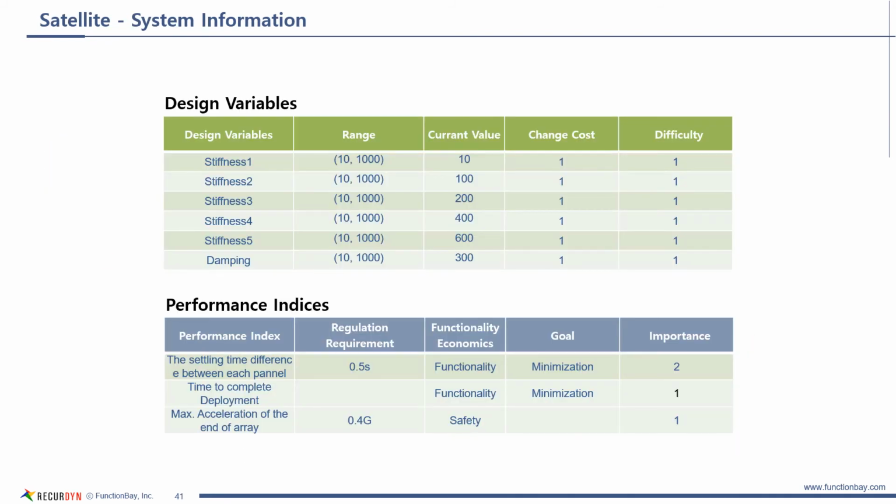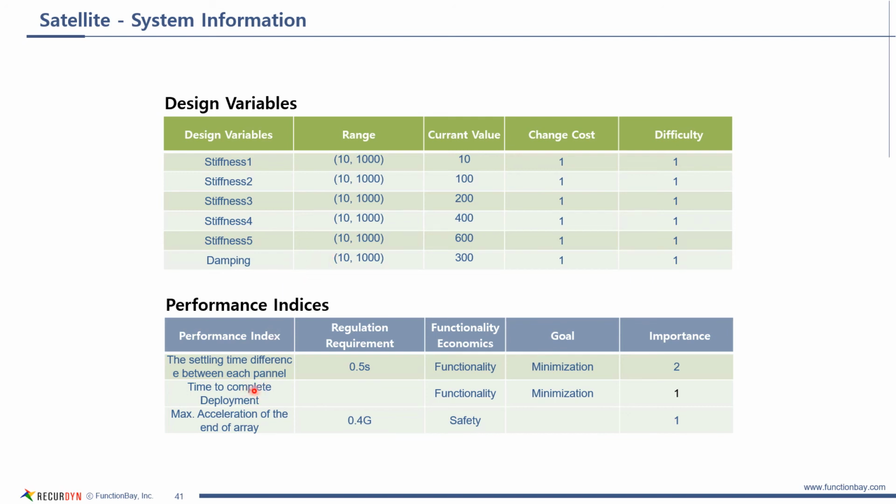This is the system information. You can see that the stiffnesses are used as design variables. The stiffness is gradually increased from the starting point to the end point based on engineering experience. It is assumed that all dampers use the same value. The condition will be the settling time difference between each joint as the panels are simultaneously deployed. The main goal of the first index is to minimize it.